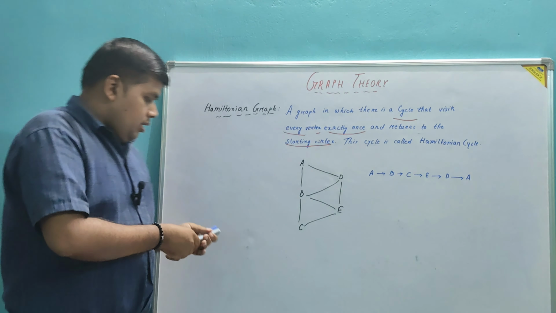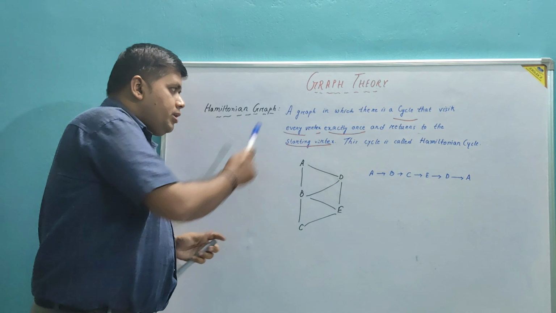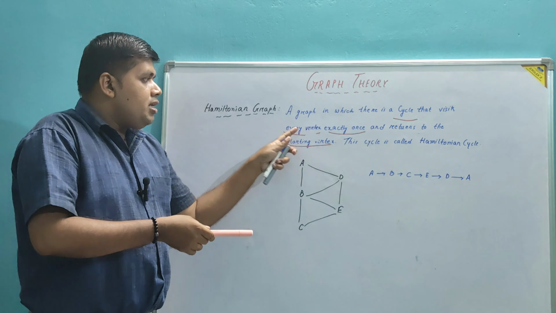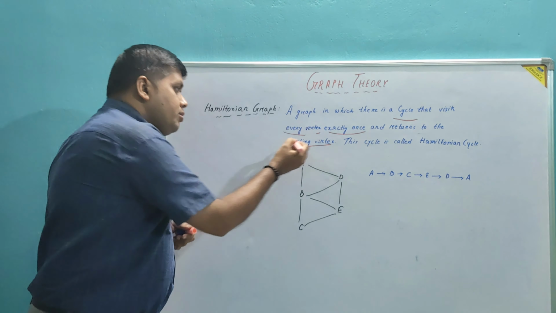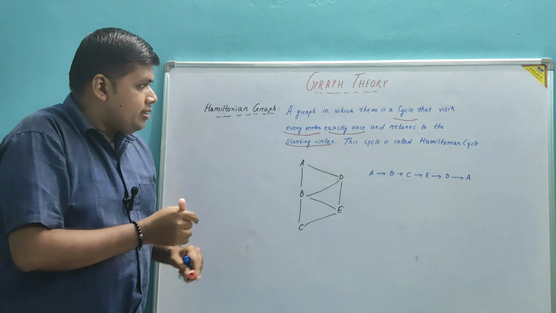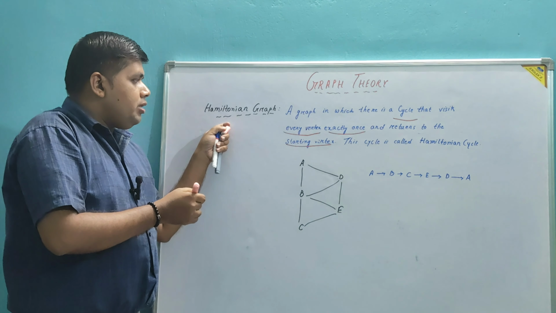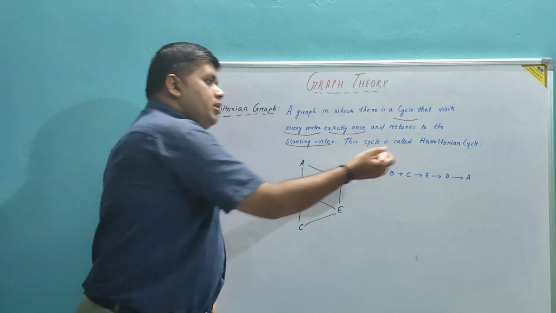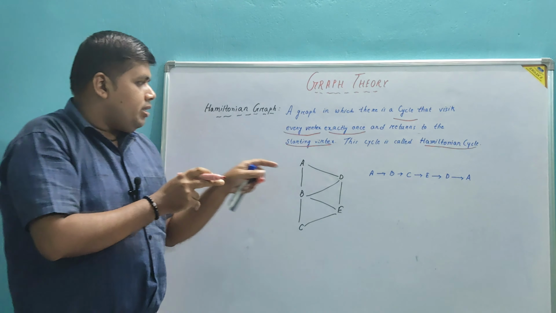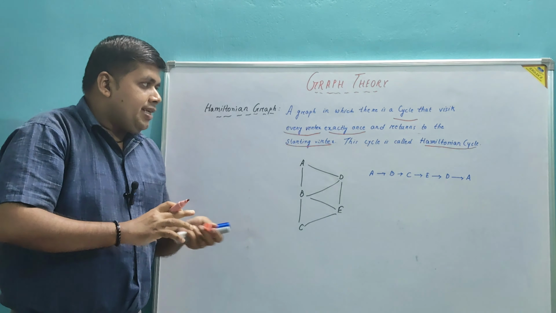So, like the previous one, let's look into the definition. A graph in which there is a cycle that visits every vertex exactly once and returns to the starting vertex is called Hamiltonian graph. So, this cycle that it is forming is called a Hamiltonian cycle.